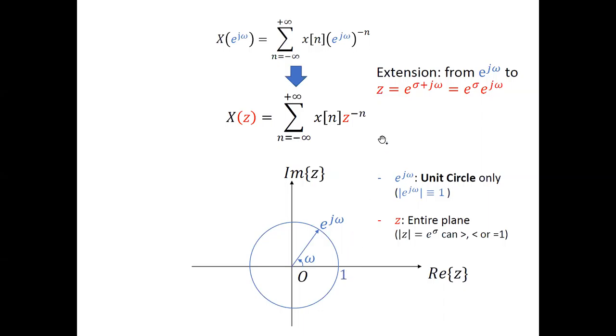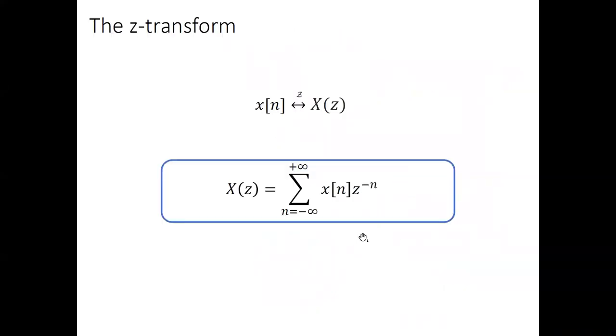But when we extend to z, we allow the magnitude of z, which is exponential sigma, to be larger than one, smaller than one, or equal to one. And therefore, we extend from this blue circle to the entire plane. This is the illustration of this extension from exponential j omega to z. And this motivates our definition of the z transform, X of z.